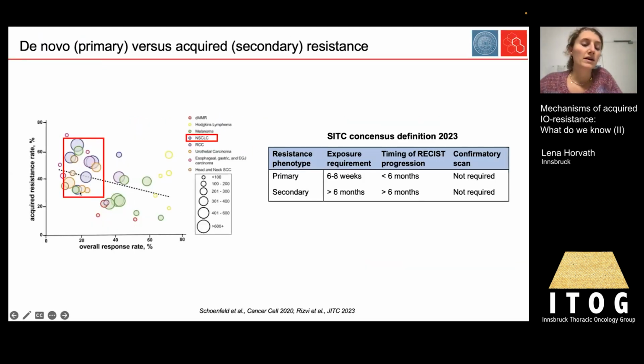So when you look at the graph on the left-hand side, you can see that in the dark blue circles, in non-small cell lung cancer, the rate of acquired IO resistance is quite high, and it associates with a worse overall response, much more compared to other tumor entities. And since 2023, we finally have a definite and official definition of what the differences between primary and secondary IO resistance are. And in the secondary resistance setting, we're talking about patients that have received IO, responded to it over 6 months, and then became progressive.